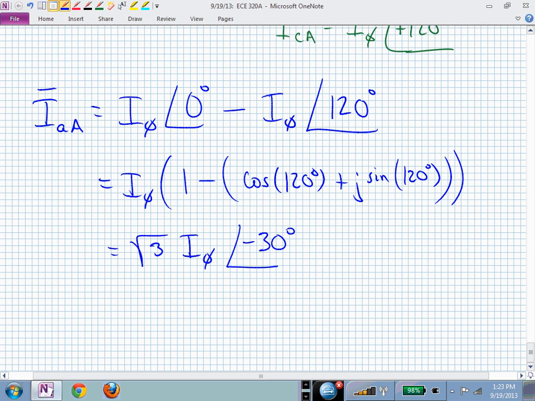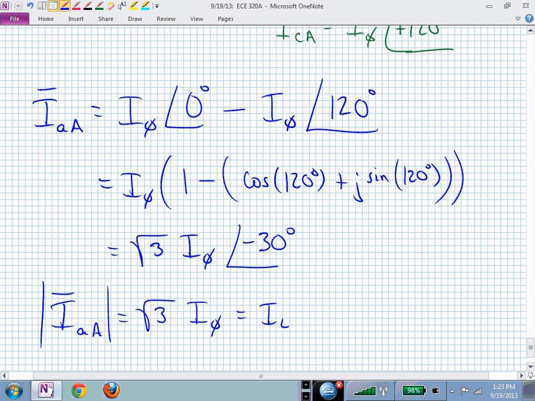And now what do we have? Now we have our relationship between, if we said that this was I sub AA, then the magnitude of that is now the square root of 3 I sub phi. And this is actually I line, isn't it? And that's where our relationship between I sub phi and I sub line came from in the previous development. Questions on that?